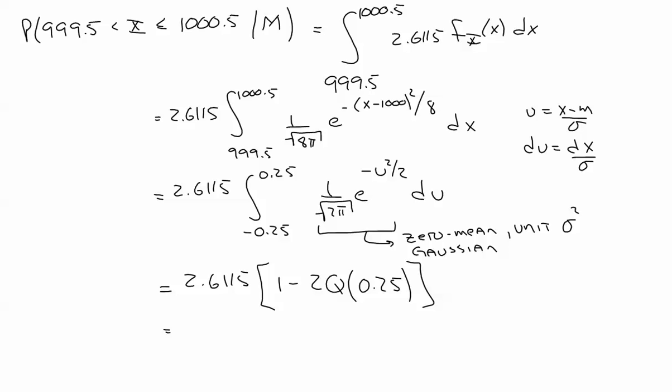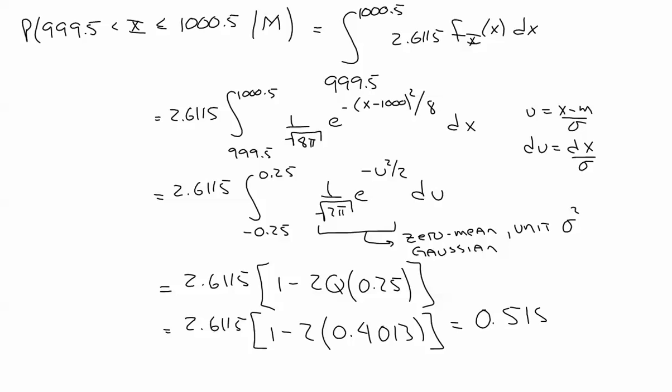After working this all out, I get 2.6115 times 1 minus 2 times 0.4013, and that is 0.5155 or 51.55%. So what that says is after I throw away all of the meter sticks that are either too long or too short, a little under 52% of them are within a half a millimeter of the correct length. I really think the plant manager ought to tighten up quality control.